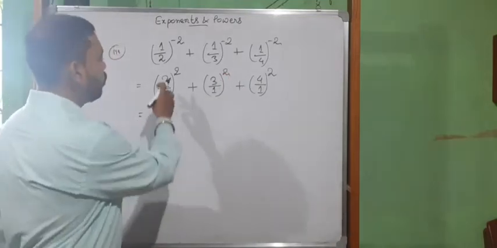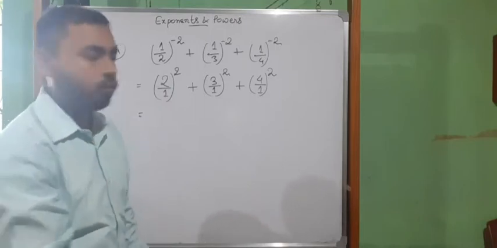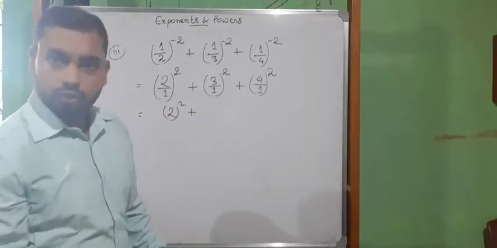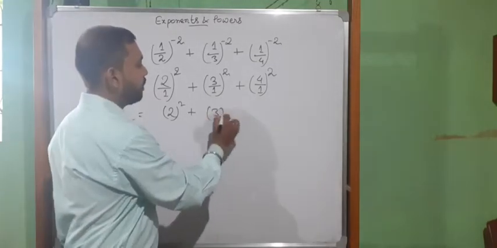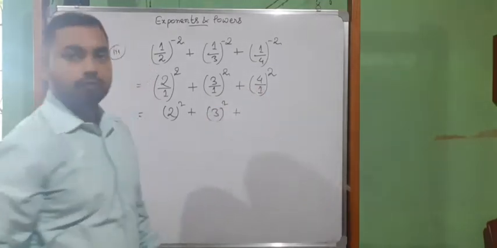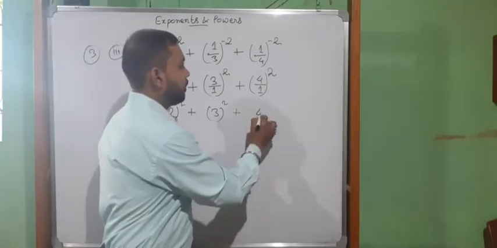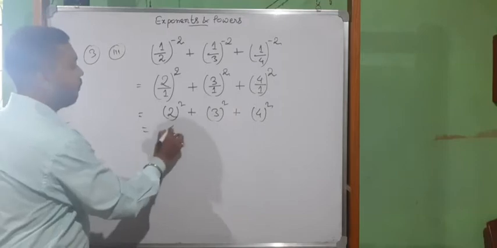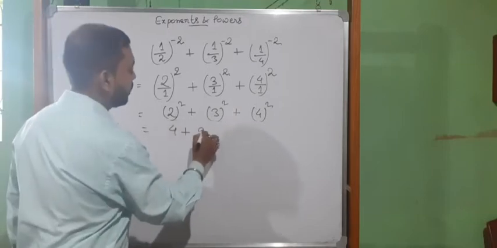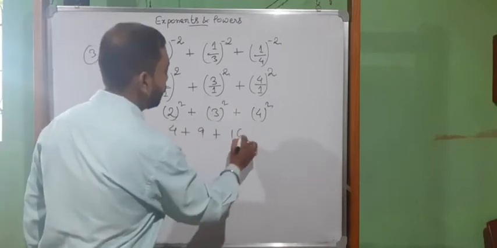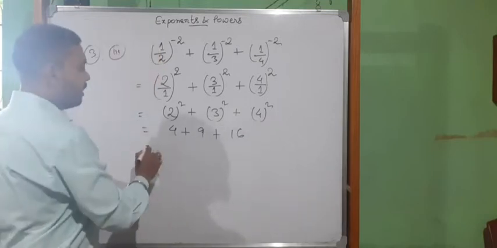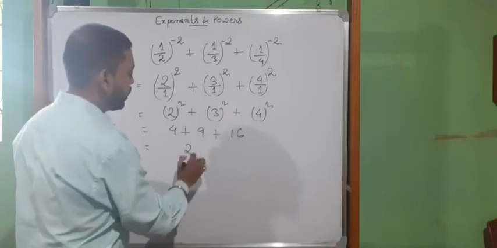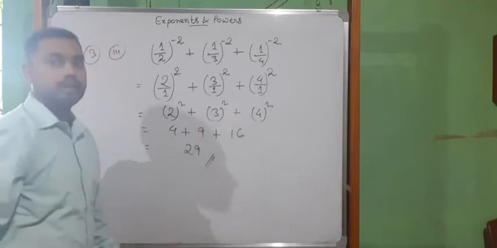Okay. So 2 by 1, we can say is 2. So it is 2 square. Again 3 by 1, it is 3. So it will become 3 square. And 4 by 1, it is 4. So it will become 4 square. Okay. Now 2 square is 4 plus 3 square is 9 and 4 square is 16. So after adding, what will we get? 16 plus 4 is 20, 20 plus 9 is 29. So this is our final result.